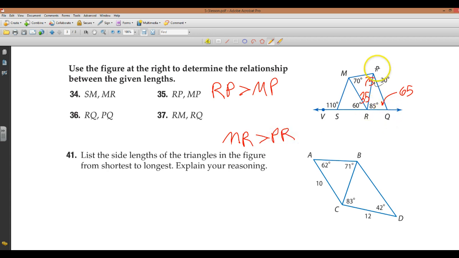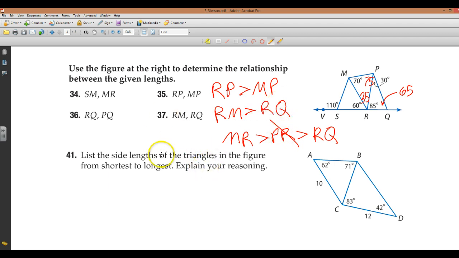And then if we look inside of this triangle, PR is longer than RQ because PR is opposite from 65 and RQ is opposite from 30. So PR is greater than RQ. And then we just take out the middle here, and we can say that MR therefore is greater than RQ, or RM is greater than RQ.